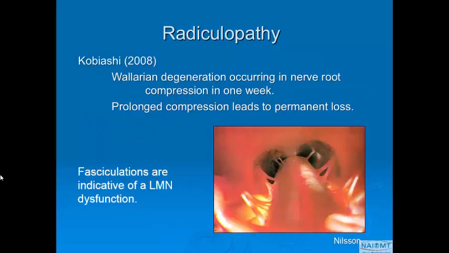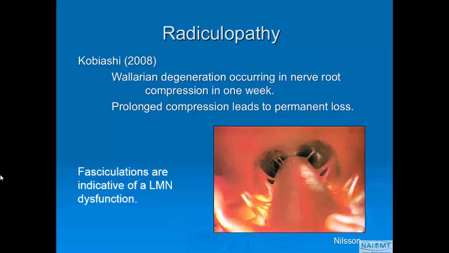Kobayashi's work on experimentally induced radiculopathy demonstrated biochemical changes occurring within 1 week of nerve root compression, indicative of Wallerian degeneration. Prolonged compression of nerve roots is believed to lead to permanent loss. Exactly what prolonged compression means varies, but in my clinical experience and speaking with neurosurgeons and orthopedic spinal surgeons, ranges from 4 months to a year are typically cited. If your patient has had sustained nerve root compression approaching these deadlines, it's important to get them a surgical consultation.